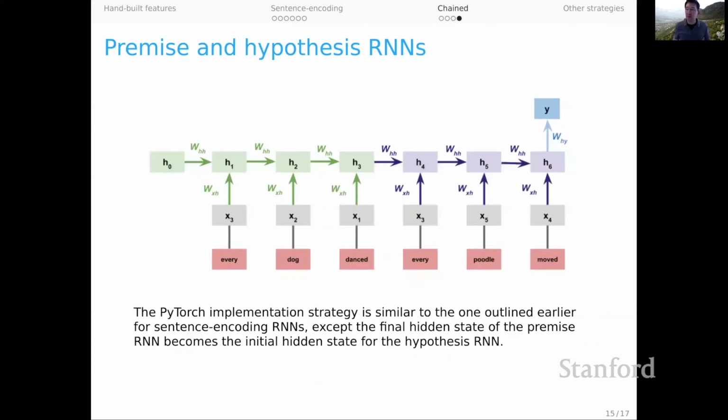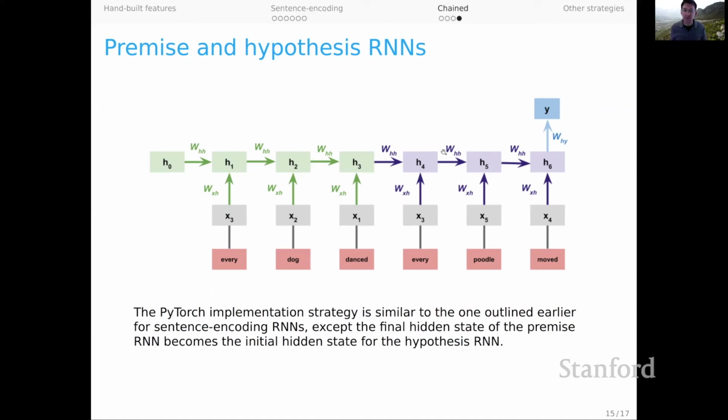We could also think about a modification that would bring together sentence encoding with chained. And this would be where we have two sets of RNN parameters, one for the premise and one for the hypothesis, but we nonetheless chain them together instead of separately encoding them. So as before, I have a premise RNN in green. I have a hypothesis RNN in purple. They have the same structure, but different learned parameters.